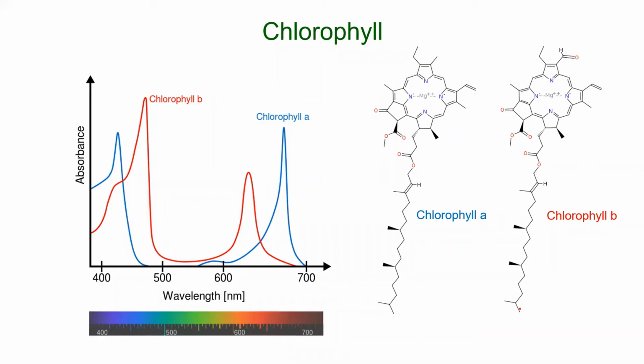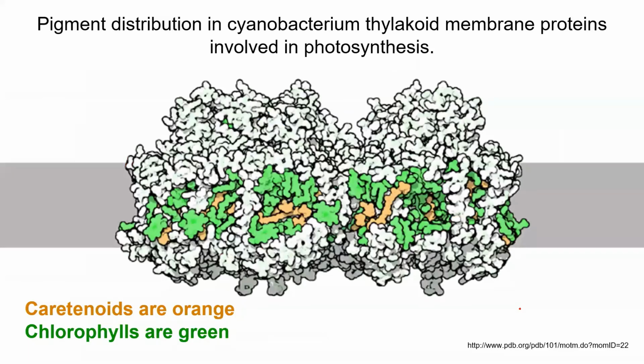They have slightly different absorbance spectrums, which is good because they're trying to capture more light and more energy. So if one of them captures light in one area, chlorophyll B can capture light in another area a little bit better. So chlorophyll is going to capture light energy. And we're going to talk a bit about how that works in a few minutes.